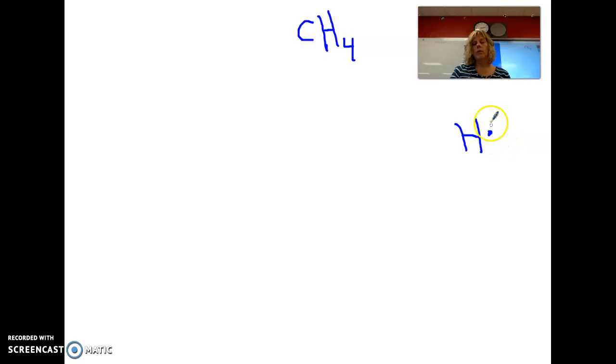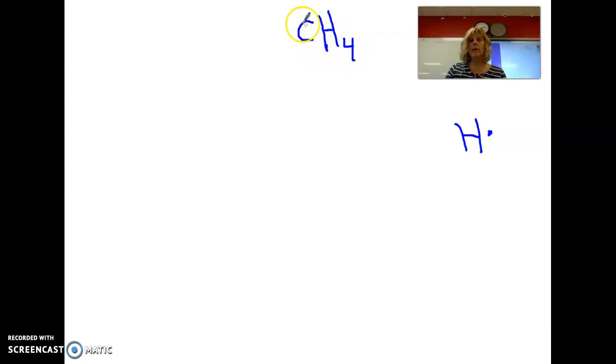Hydrogen really only has room for 2 valence electrons, so it's one of those exceptions to the rule. Hydrogen is completely satisfied with a stable 2 instead of that stable octet. So it's a little bit different.